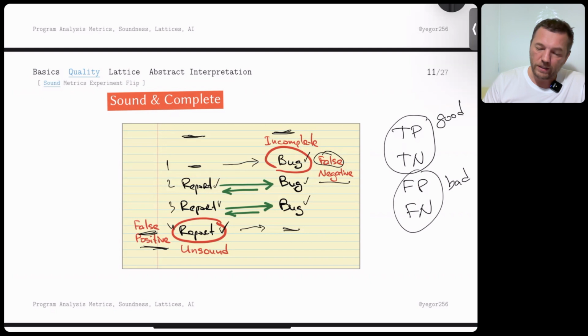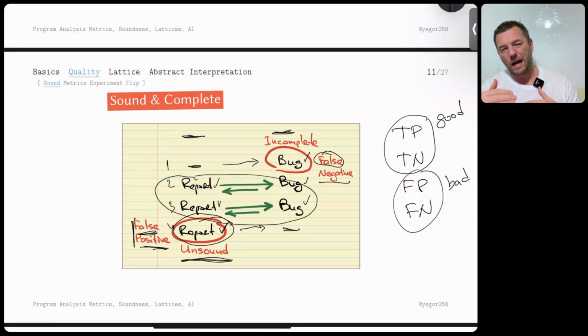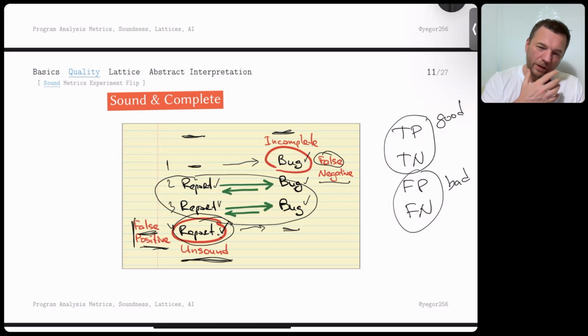So the analysis is called sound when we don't have false positives. So this is an unsound situation. Why is it called sound? Because imagine there's a song, and the song is this, but this is noise. So unsound means noise. We're asking you to give a clear answer, true positive or true negative, whatever. But we don't want false positive. With false positive, you add more noise to the flow of information.